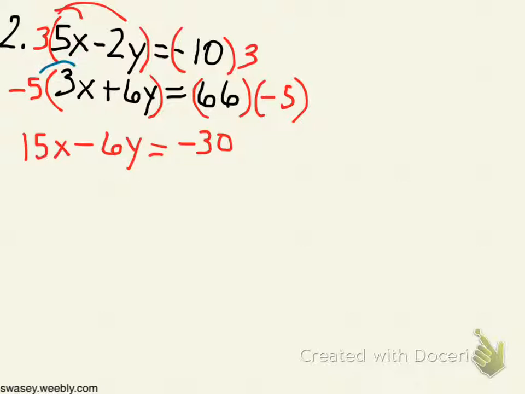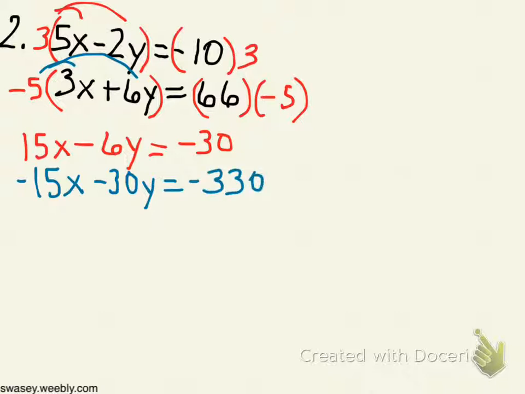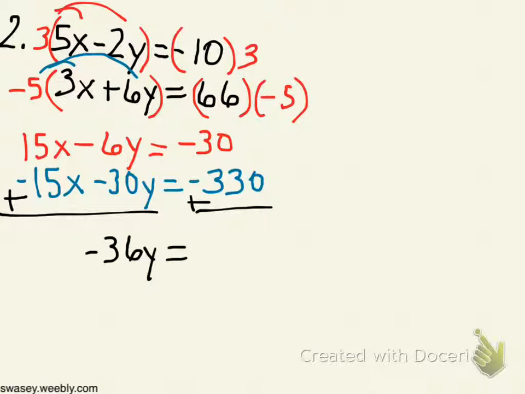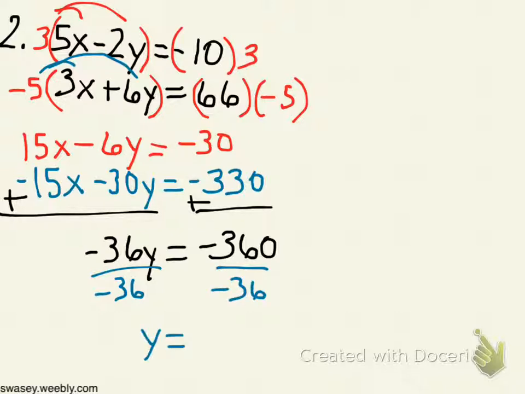For the second one, distributing your negative 5 times 3x, negative 15x. Negative 5 times 6y is negative 30y. And then on the right side, 66 times negative 5 is negative 330. Now we'll add our equations together, and the x's will be eliminated, and so we get negative 36y equals negative 360. To get rid of multiplying by negative 36, divide by negative 36. And so we get y equal to 10.